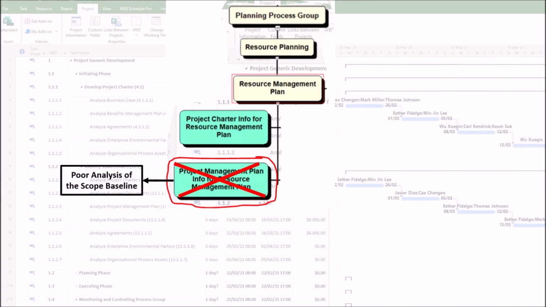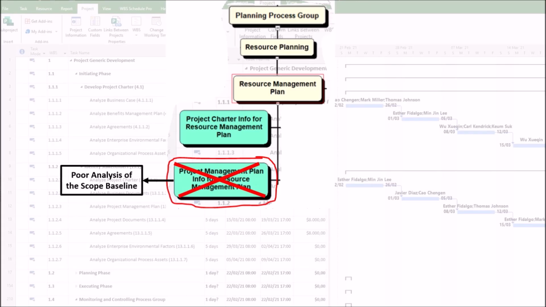1. Poor analysis of the scope baseline. If you don't properly analyze the work breakdown structure, you will miss work packages or misunderstand the effort required. This can result in the following problems. First, understaffing. Not identifying all tasks means you won't request enough team members.